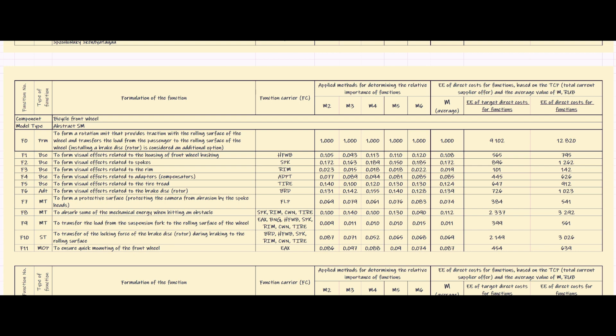The principle of filling in the column function carrier has already been outlined in issues number 7 and 8. If briefly formulated, this column contains all function carriers related to the performance of the function.